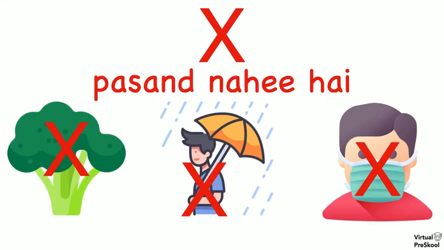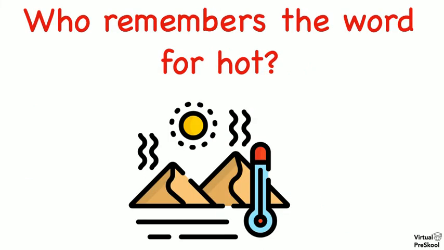If you remember, nahi means no. So to say that we do not like something, we say pasand nahi hai. It's very similar to the phrase that we just learned to like, pasand hai. We just add the word nahi in the middle to say I do not like. So pasand nahi hai is do not like. So let's do some practice.